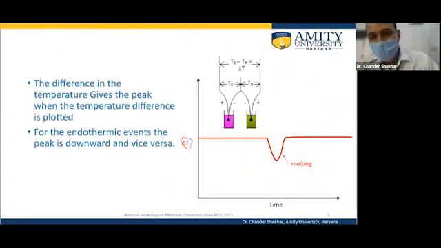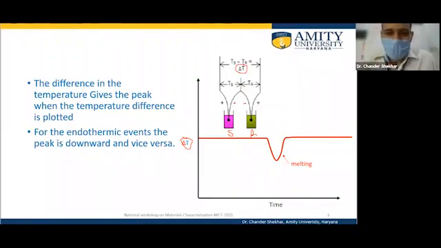Suppose this is the sample and this side is the reference, and these two thermocouples which are measuring the temperatures of the sample as well as the reference are connected in a differential manner. What does it mean? The negative of one thermocouple is connected with the negative of the other. So in this case, the difference in the EMF is generated as output, which is proportional to the temperature difference between the sample and reference.